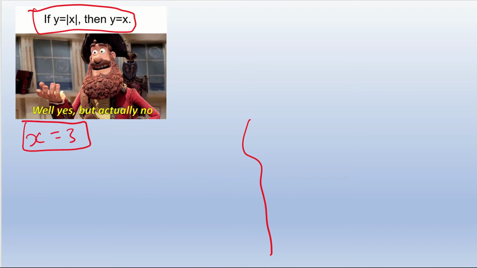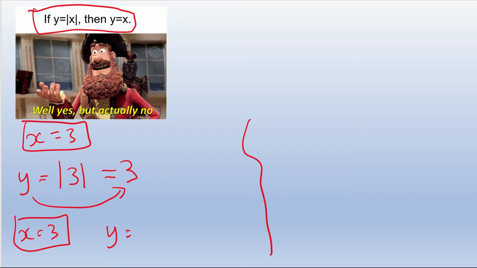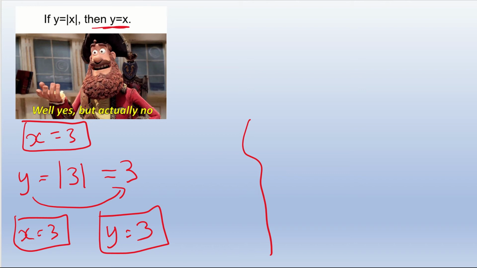Now, just to explain the meme, I'm going to give you two examples, one where this is correct and one where it's not. Let's say x was 3. Let's just say, for example, x is 3, then y is going to be the absolute value of 3, which is 3. So y is equal to 3. So what we have is that x is equal to 3 and y is equal to 3. So our second part of that, y is equal to x, is correct. So all well and good.